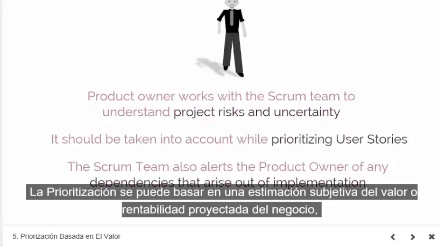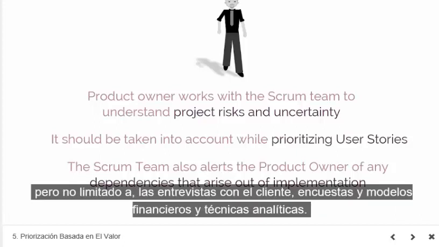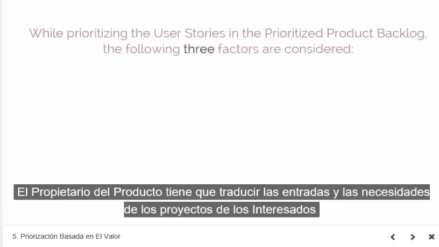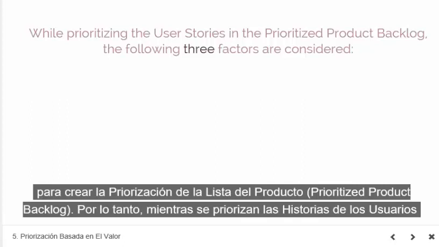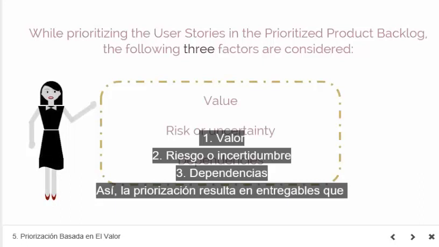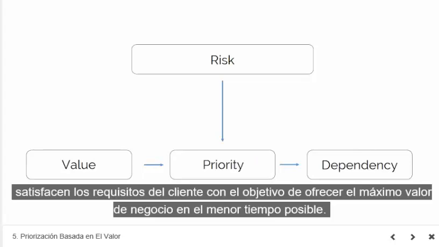Prioritization may be based on a subjective estimate of the projected business value or profitability, or it can be based on results and analysis of the market using tools including, but not limited to, customer interviews, surveys, and financial models and analytical techniques. The product owner has to translate the inputs and needs of the project stakeholders to create the prioritized product backlog. That way, while prioritizing the user stories in the prioritized product backlog, 3 factors are considered: value, risk or uncertainty, and dependencies. Thus, prioritization results in deliverables that satisfy the requirements of the customer with the objective of delivering the maximum business value in the least amount of time.